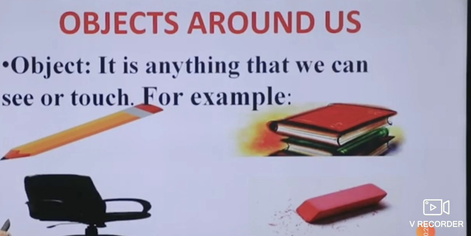In the previous class, we learned that there is a vast variety of objects around us. An object is anything that we can see or touch. For example, pencil, book, chair and duster, etc. Here, a pencil is an object that can be seen and touched and used for writing words. So an object is anything that we can see or touch.